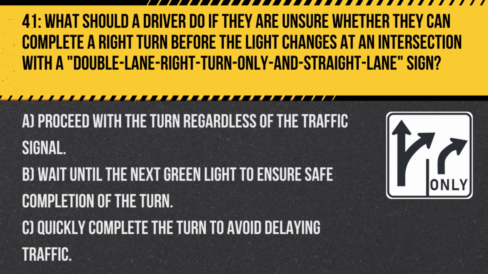Question 41. What should a driver do if they are unsure whether they can complete a right turn before the light changes at an intersection with a double lane right turn only and straight lane sign? A. Proceed with the turn regardless of the traffic signal. B. Wait until the next green light to ensure safe completion of the turn. C. Quickly complete the turn to avoid delaying traffic.